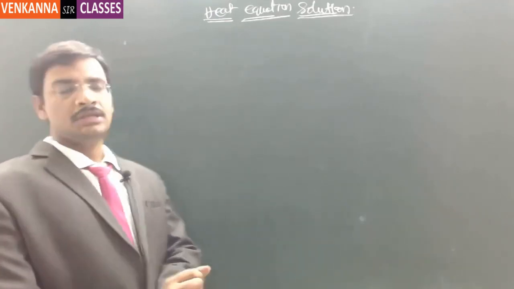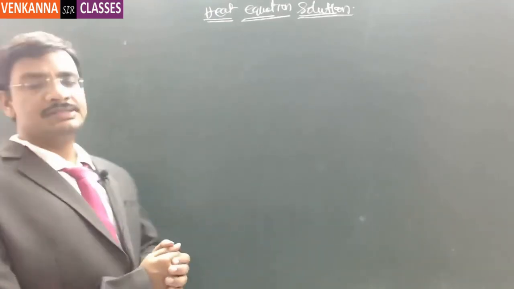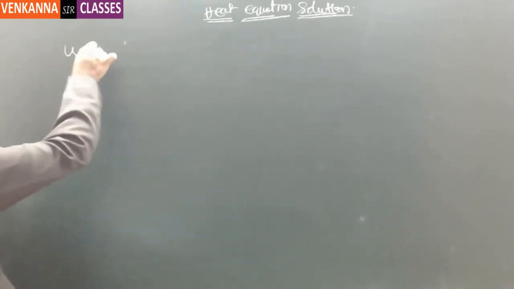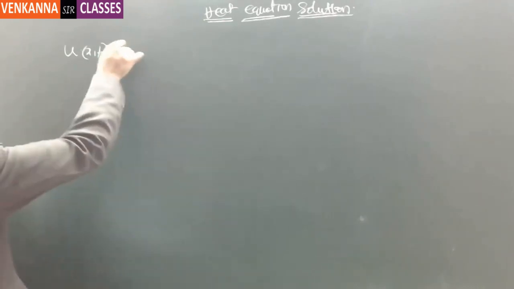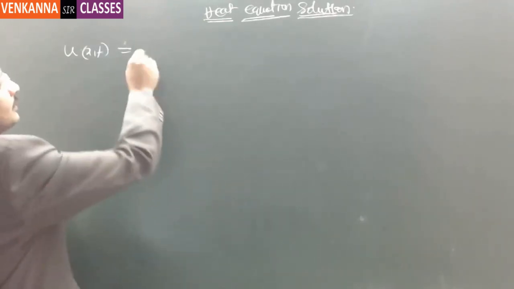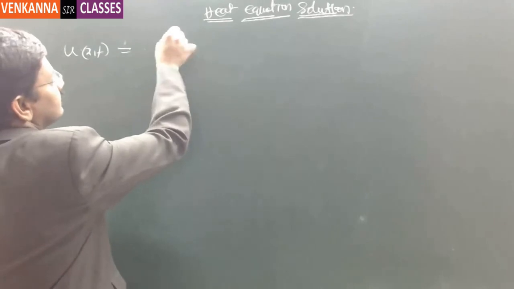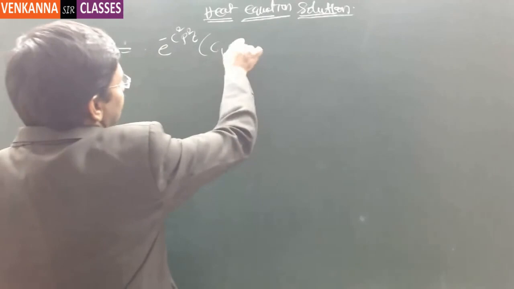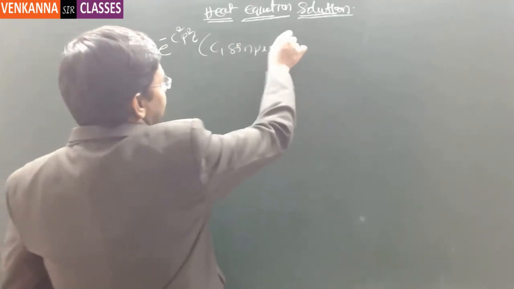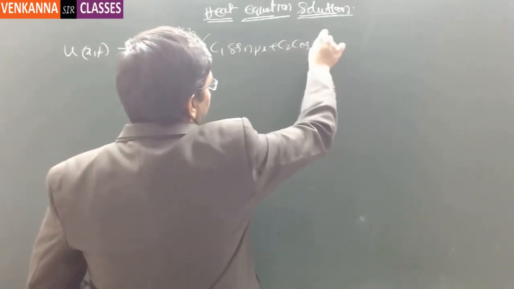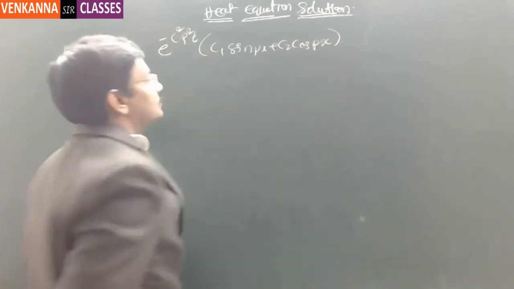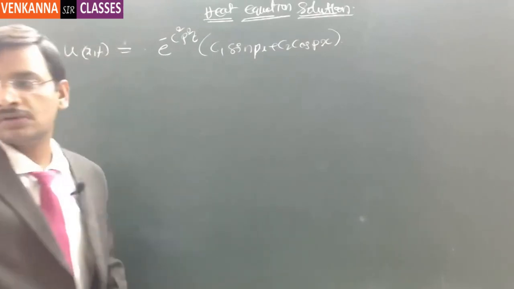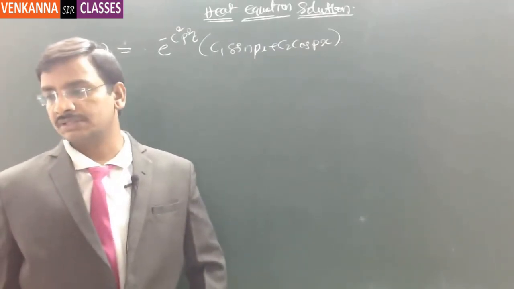Okay, great. So now, this is the general solution of the heat equation. At any instant the temperature u of x comma t is given by e power minus c square p square t, then c1 sin px plus c2 cos px. This is the general solution of the heat equation, and this is the most preferred solution out of the three possible solutions that we have discussed, right?